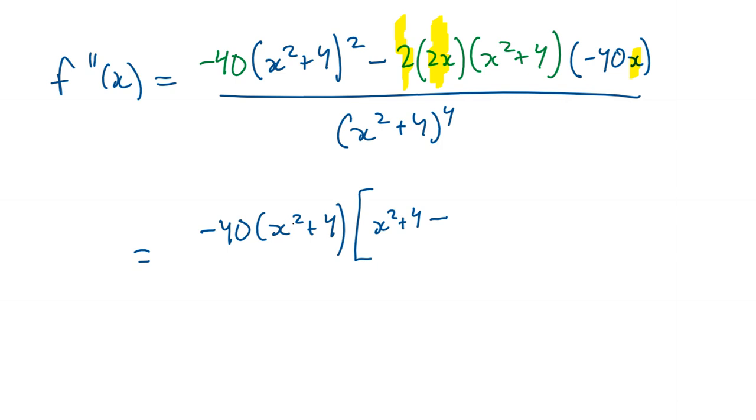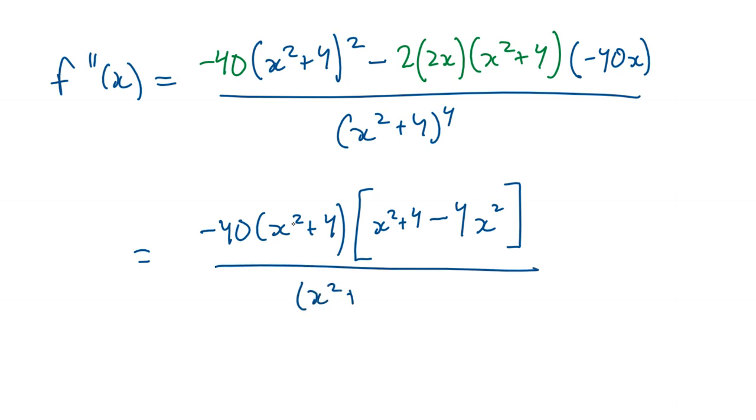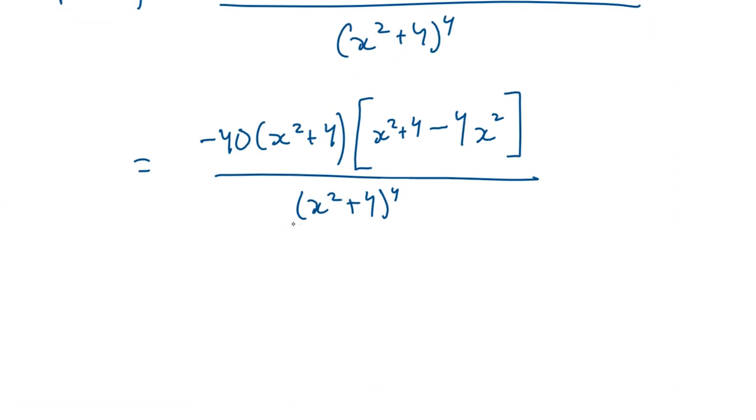So, minus 3x squared. 4x squared, sorry. x squared plus 4 divides with 1 on the bottom. And I get negative 40, and then negative 3x squared plus 4.